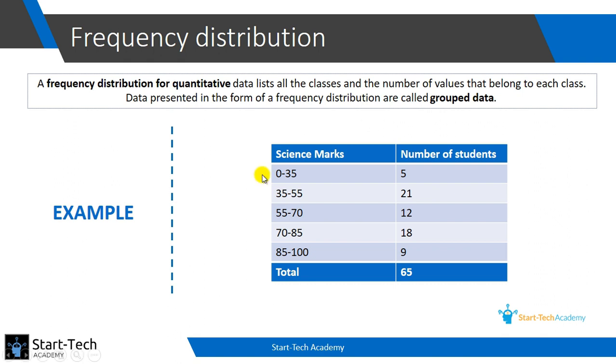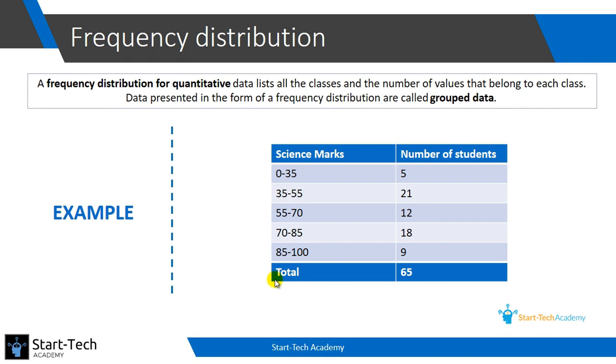So for example, instead of creating 0, 1, 2, 3 as categories, we have created 0 to 35 as one category, 35 to 55 as another, 55 to 70 as another, and so on. And within each range, I have found out how many students belong to that range, and I've assigned that number here. So this table is frequency distribution for continuous data. And when we create a graph of this data, that is called a histogram. So a graph of frequency distribution of a categorical variable is called a bar chart. A graph of frequency distribution of continuous data is called a histogram.